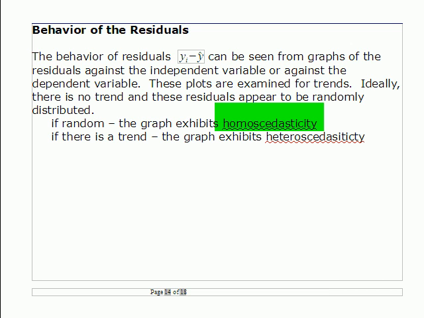Okay, it said homoscedasticity, like the S and the C. You want to say scedasticity, which would be more fun to say, but it's supposed to be homoscedasticity. All right. If there's a trend, then this is bad for a linear regression, and it's called heteroscedasticity. All right, let's take a look at that.